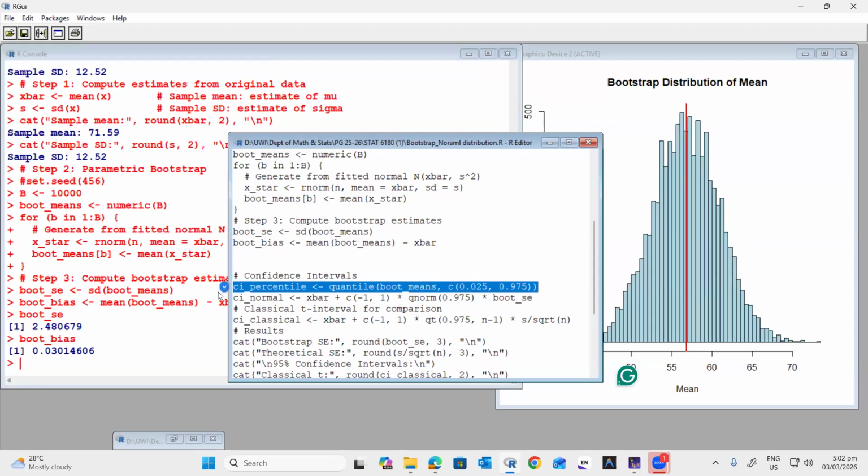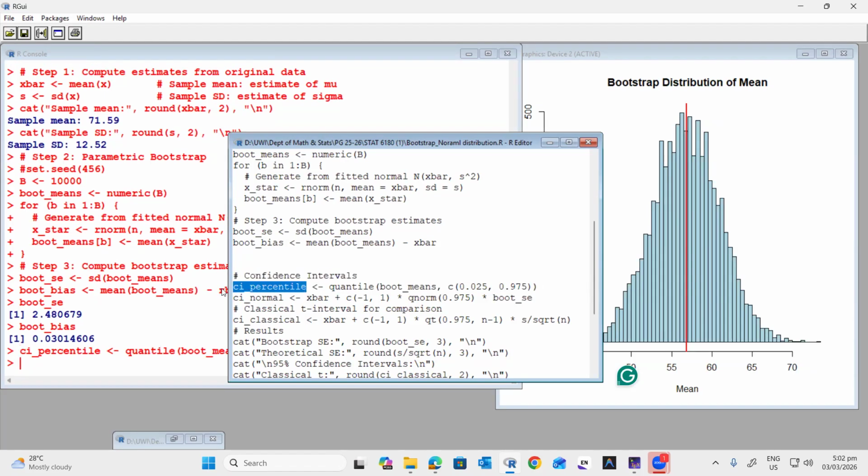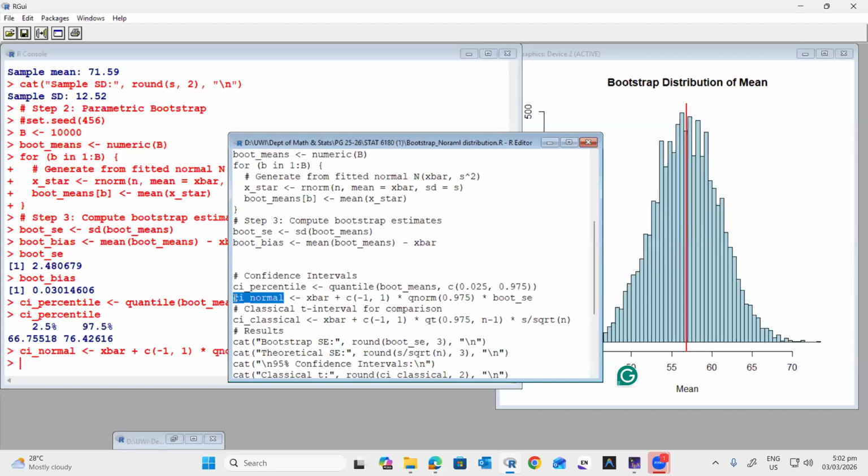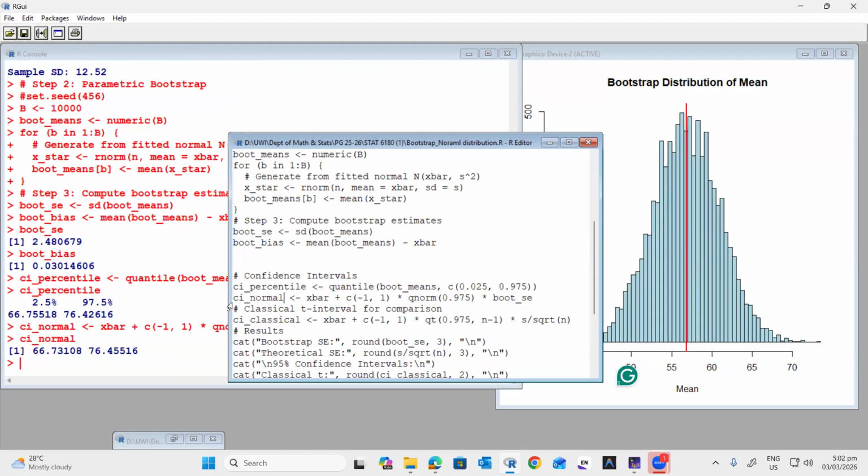All right, that is the CI quantiles I'm going to find out. This is my quantile, percentile confidence interval. Now from the normal distribution, the command is x bar plus c(-1, 1) times qnorm of 0.975 times boot standard error. So that is my confidence interval from the normal, that is 66.73 and 76.45, right?